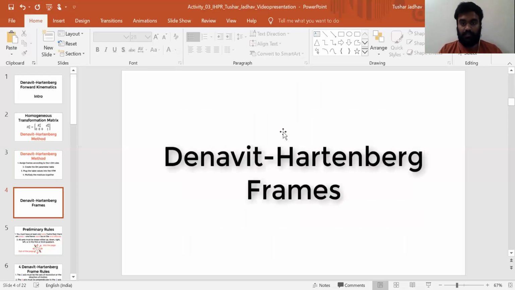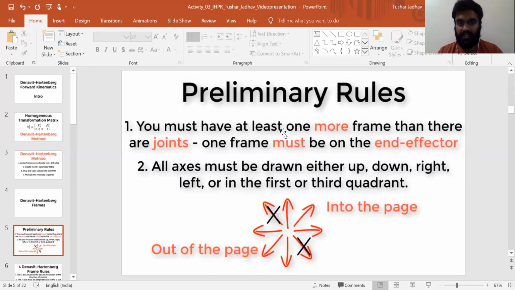Now let us focus on how we generalize, how we give frames to the joints. What exactly are the rules? Where exactly should the x-axis go? Where should the y-axis point? And all of this stuff. So here are some preliminary rules which I think we all generally know. Let's just go through this.